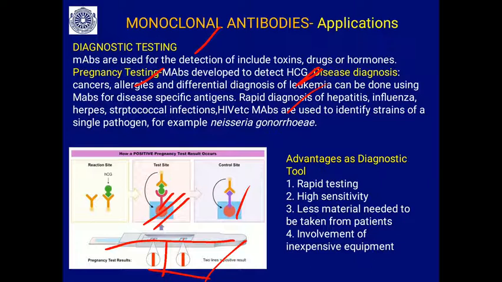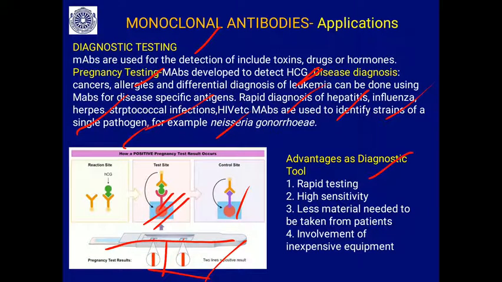One can find out the disease or pregnancy, and diagnose hepatitis, influenza, herpes, streptococcal infection, HIV, all of these. Now they are using monoclonal antibodies to identify the strains of single pathogens, for example Neisseria gonorrhoeae or dengue, or which strain of a particular pathogen is infecting. That also we can detect with the help of monoclonal antibodies developed specific for the antigen of that particular strain. So what are the advantages of this as a diagnostic tool?